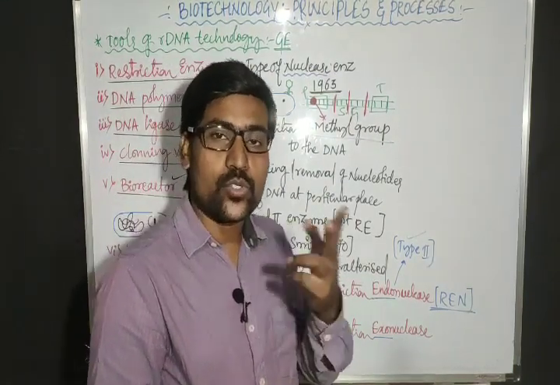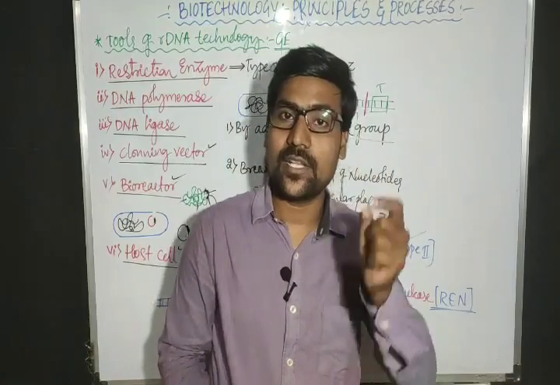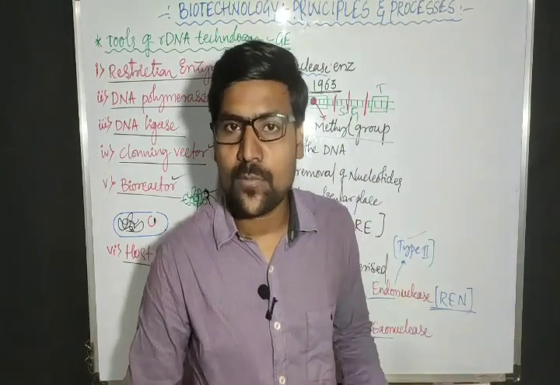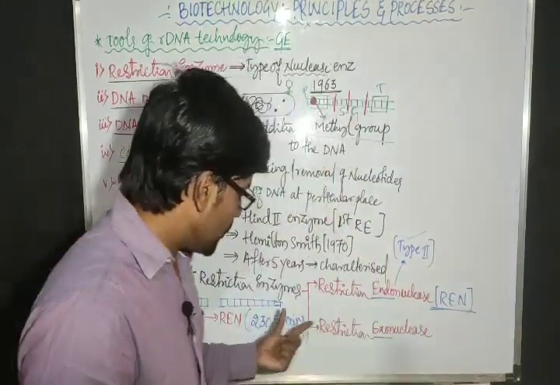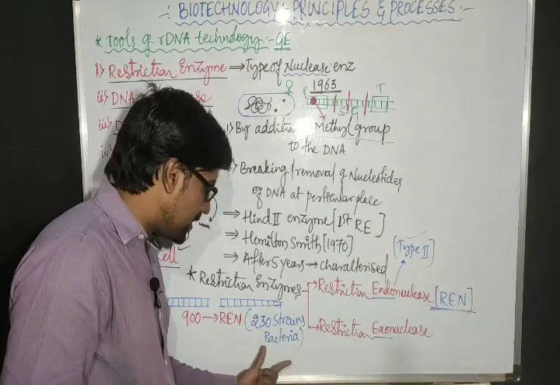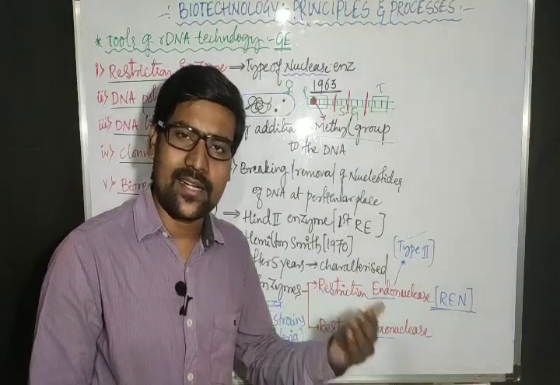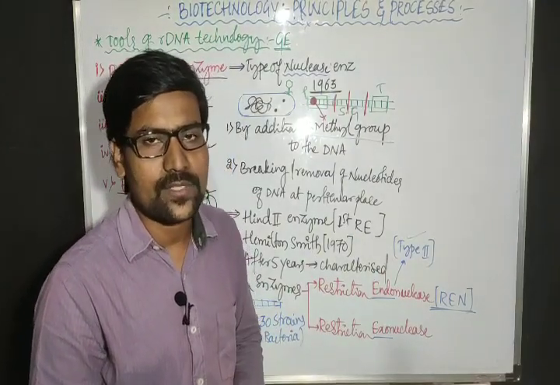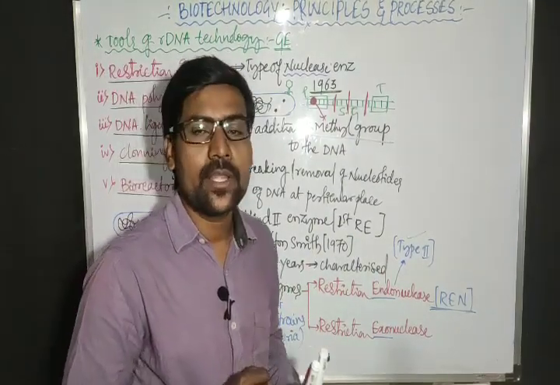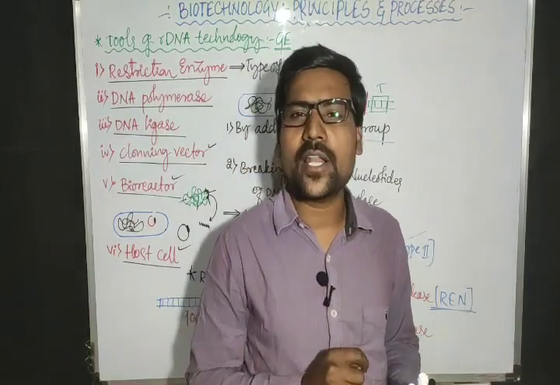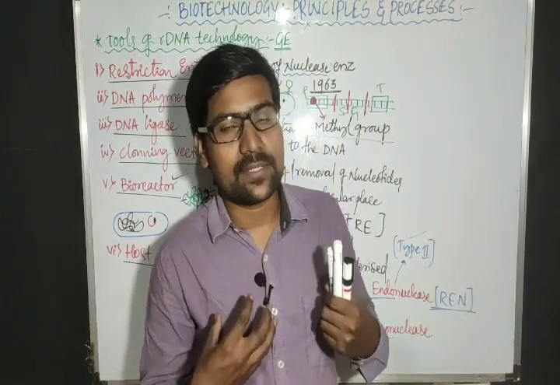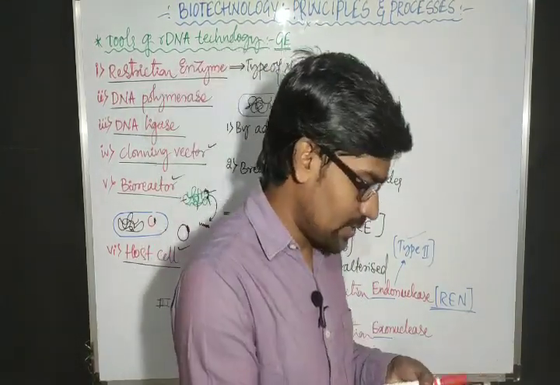We have observed two strains, R strain and S strain, in the Griffith experiment with Streptococcus pneumoniae. Like that, from more than 200 strains of bacteria, we have already isolated 900 or more types of restriction endonuclease enzymes. But here, one major restriction endonuclease enzyme is given for our syllabus.